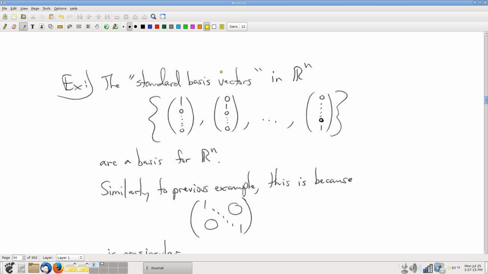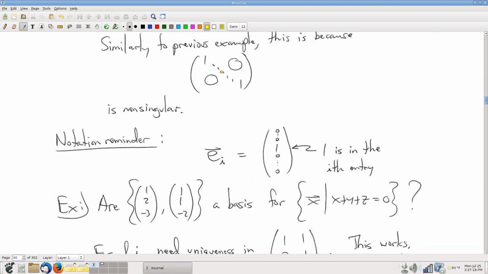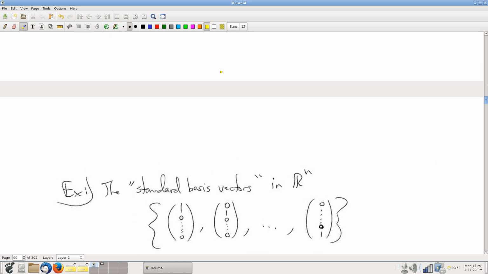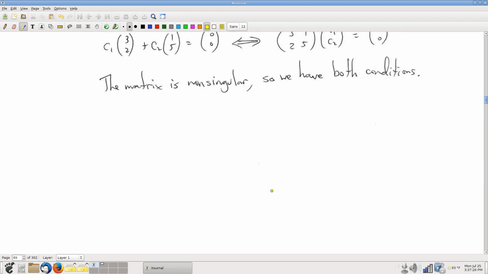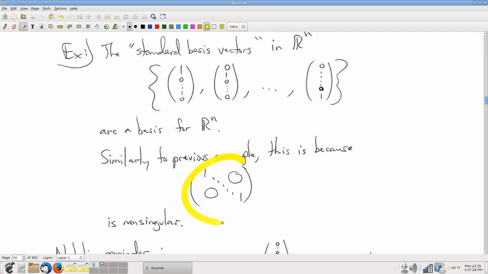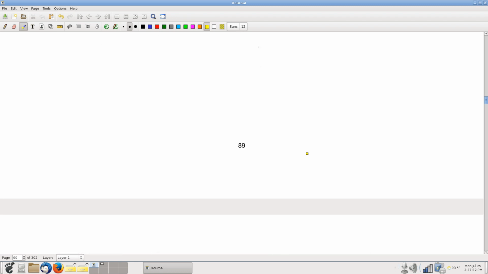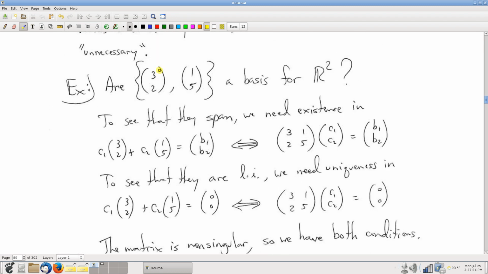Okay, next example. Now there's a temptation for students to look at these last two examples and say, well, look, we needed this matrix to be non-singular, and in this case here we needed this matrix to be non-singular, and so surely, come on, all you have to do, it would seem, is take the vectors in question and make those the columns of a matrix and check if that matrix is non-singular. And it's not that simple.